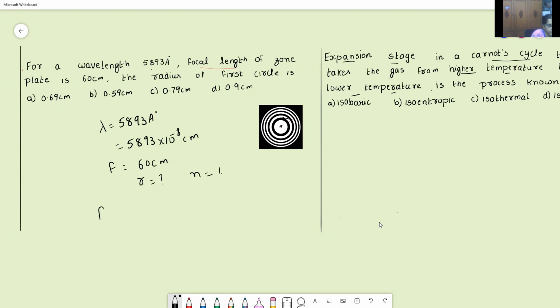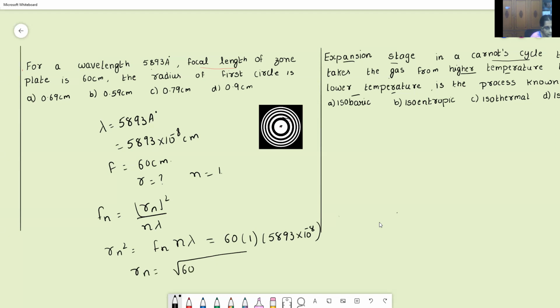So we have Fn equal to Rn square divided by n lambda. Therefore Rn square is equal to Fn n lambda. So the focal length is 60, n is 1, lambda is 5893 into 10 power minus 8. So Rn is going to be the square root of 60 into 5893 into 10 to the power minus 8. When you do this, you will get 0.59 centimeter. So the correct answer is option B.